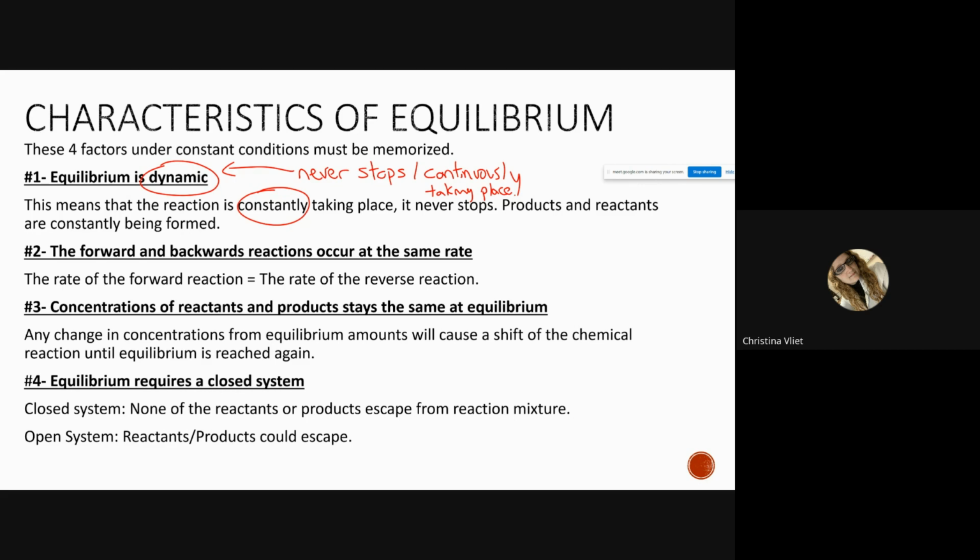What do we mean by rate? We mean the actual rate of the chemical reaction. How fast this reaction is going is the same as how fast this reaction is going. So how quickly that happens.